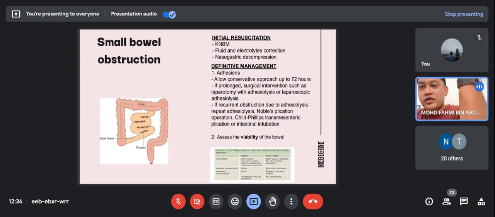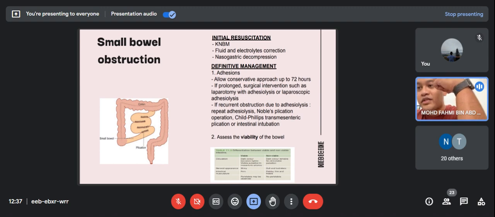So you can exclude, you can know where the location is, the transition point, whether there is any other associated pathology, and then you can also see the bowel viability. And if it is already obstructed, and almost no contrast gets through anymore, it means it is about to become gangrenous. No point waiting 72 hours, you have to go in now.